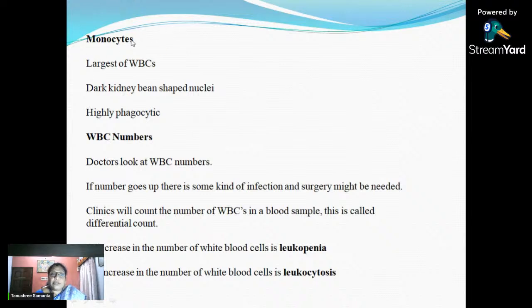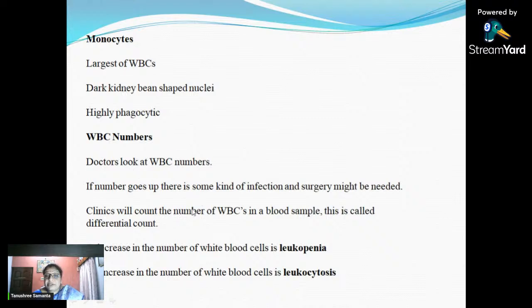We have monocytes, which are the largest WBCs. They have a dark kidney bean-shaped nucleus, and they are highly phagocytic. These monocytes, only when they enter the tissues, are termed macrophages. These macrophages again have an important role as APCs, that is, antigen presenting cells, which present the antigens or the non-self proteins with another protein called MHC, and it goes into T cell activation and then B cell activation and all.